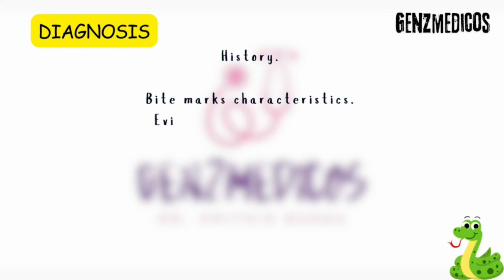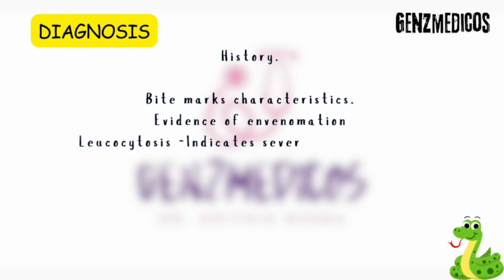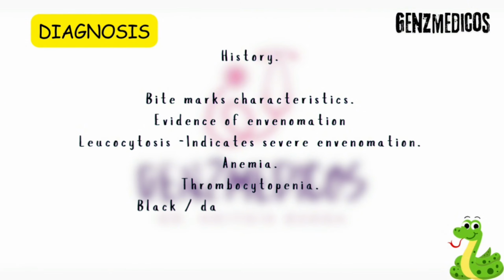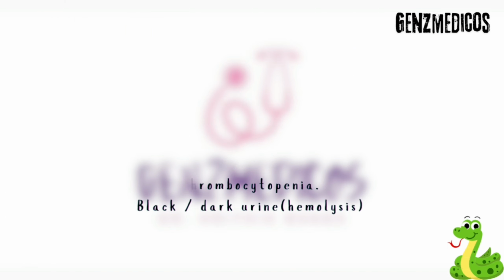Now how to diagnose it? Any snake bite you will diagnose whether it's venomous or non-venomous by the bite, by the head shape, by the envenomation, whether it is involving neurological, hematological, CVS, endocrine. Or what does leukocytosis indicate? It will indicate severe envenomation, whether the patient is having anemia, thrombocytopenia, black dark urine, which means hemolysis. So this is one diagnosis.